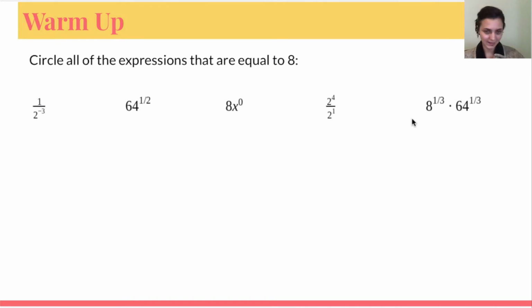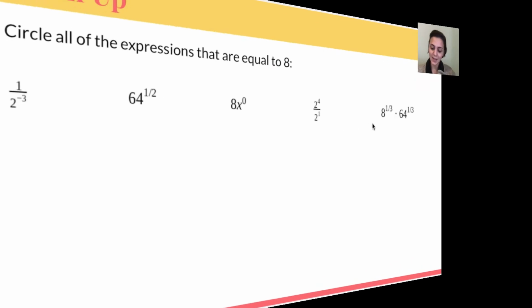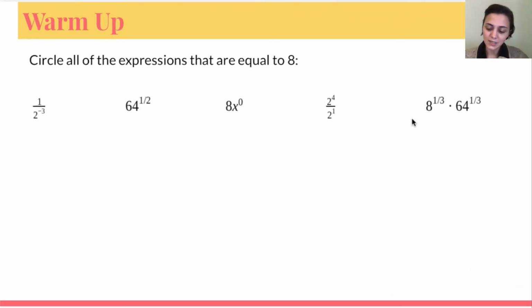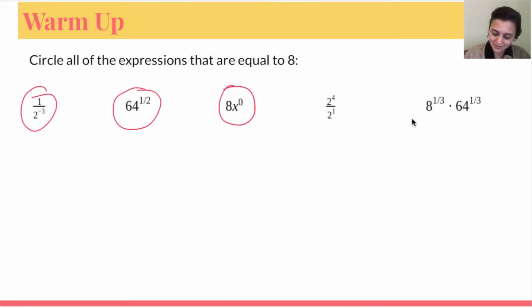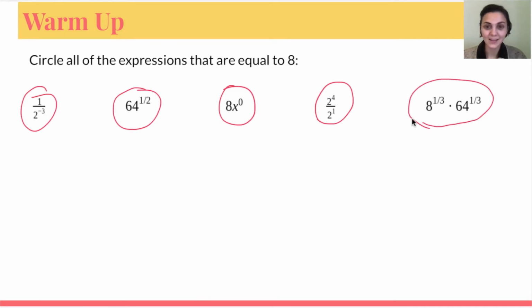equal to 8. Alright, so I'm just going to expose the answers to you right now, but I'm not going to explain them till a little later. So the expressions that are equal to 8 are this one, this one, this one, this one, and this one. They all are equal to 8. Okay. So if you didn't get all of them, or if you're not sure how these work out, let's look at some notes real quick, and then we'll come back to the warm-up.